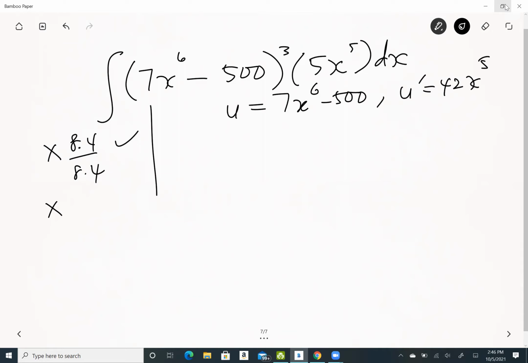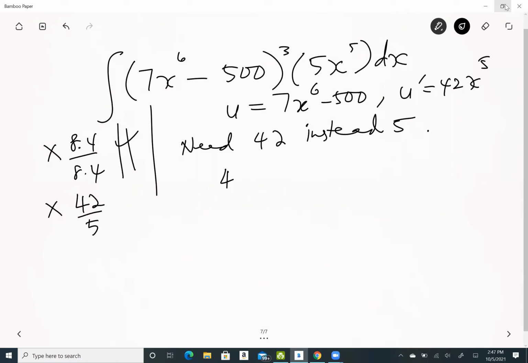So I need 42 instead of 5. So you can multiply by this one. But I want to multiply by a ratio of 2 whole numbers without decimal point. Anybody? 42 over 5. So you cannot multiply by 42 over 5. If you multiply by 42 over 5, you get the 42 for the u prime, but 42 over 5 is not equal to 1. 42 over 5 is bigger than 1. You cannot do that because that will change the equation.